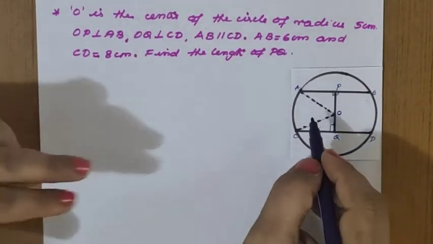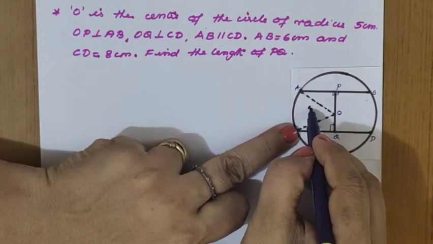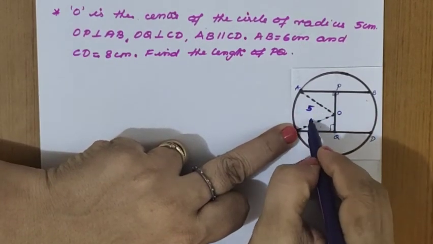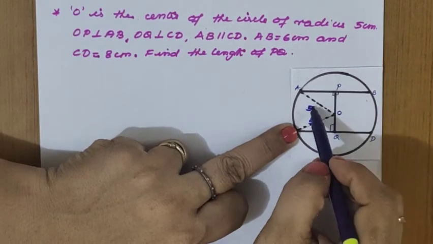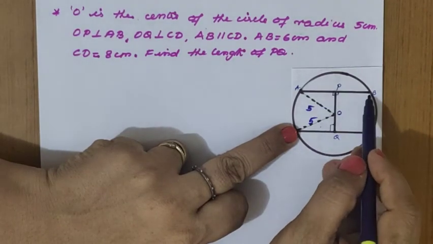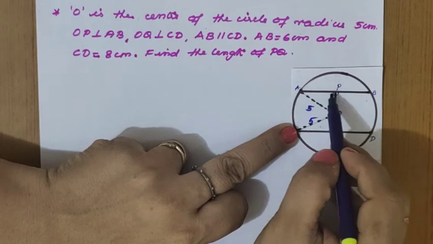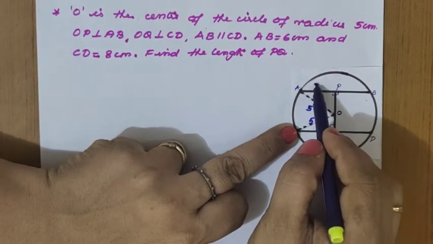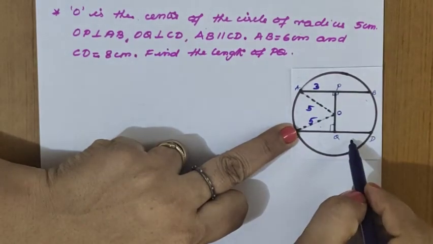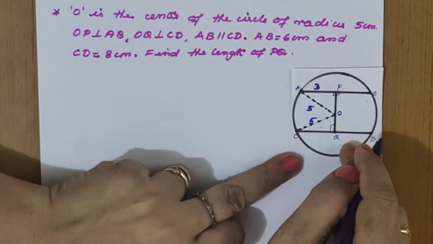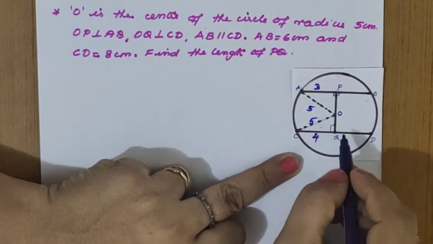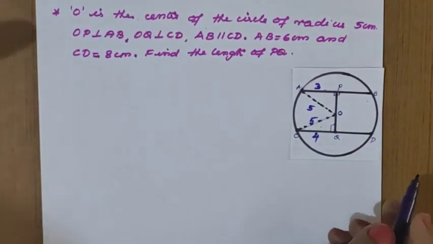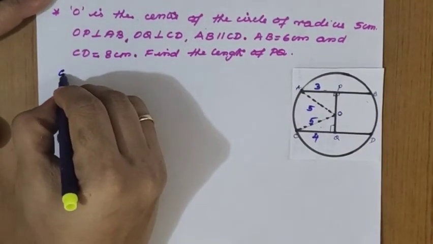So this time also the radius is 5. Now we learned that the perpendicular bisects the chord, same construction, join the radius and here 5. Now what is the length of AB? AB equal to 6. So what can you say about AP? AP equal to 3. Similarly, what is the length of CD? It is 8. So what is the length of CQ? It is equal to 4. Right, so 3 plus 3 is 6.